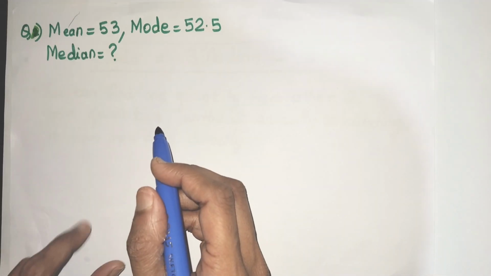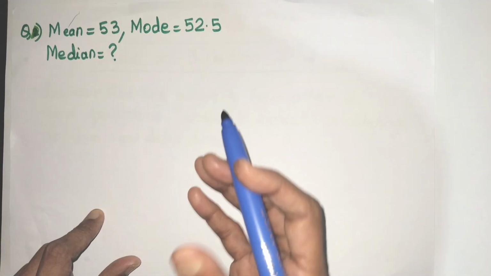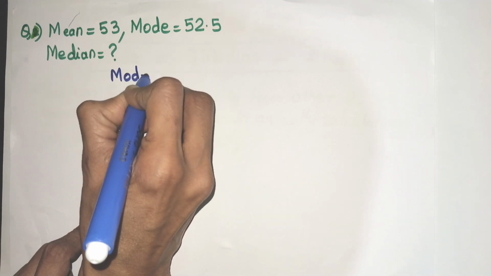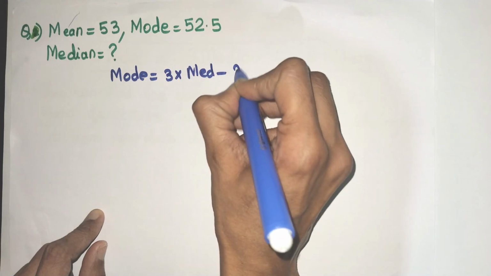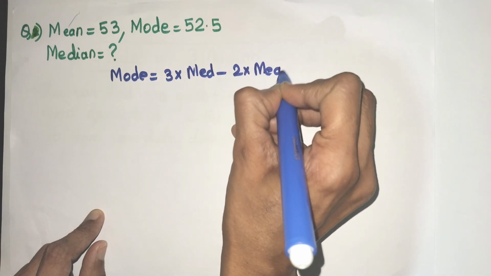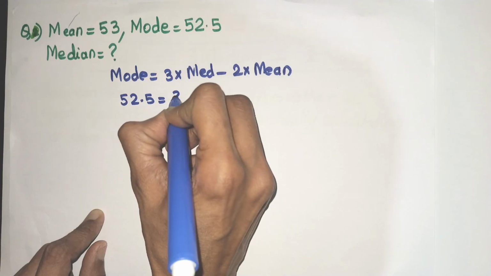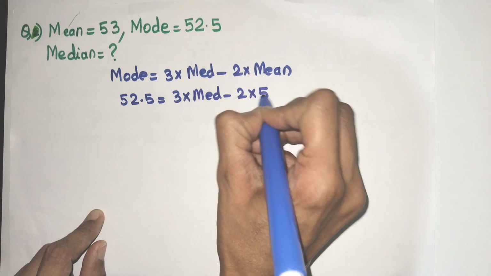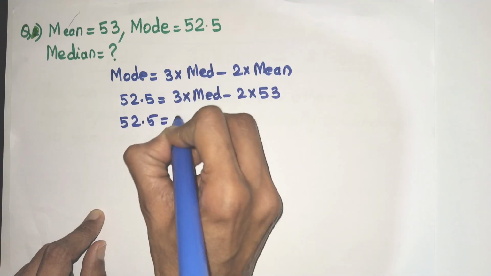Friends, here is one last question. The mean is 53, the mode is 52.5. We have to find the median. Again, let's use the formula. Mode is equal to 3 times the median minus 2 times the mean. So mode is going to be 52.5, 3 times, we don't know what is the median, minus 2 times the mean. I hope you got this. So 52.5.